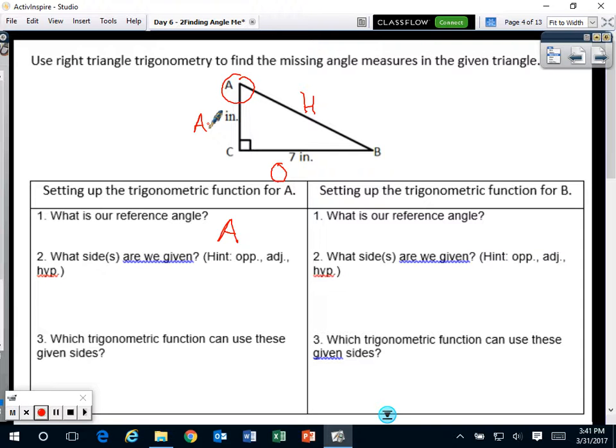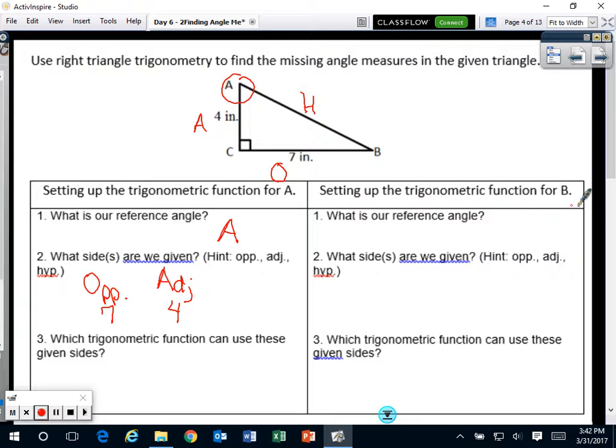All right, so now that we know our sides in reference to angle A, what sides are we given? So they told us that this side, the CB side, is 7. That's also our opposite side. You put OPP for opposite, you put O, you put whatever you want. And we know that side is 7. And then our adjacent side here is that AC side, and that is 4. So we know the adjacent side and the opposite side.